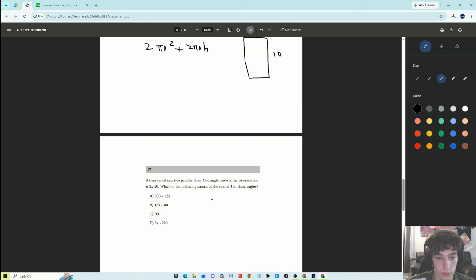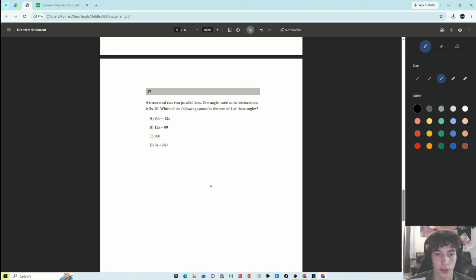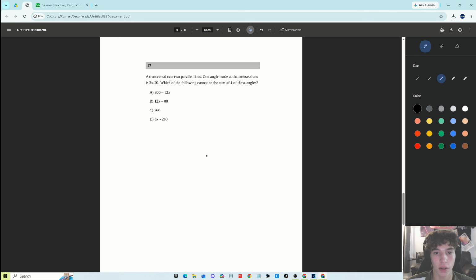Next, a transversal cuts 2 parallel lines. One angle made at the intersections is 3x minus 20. Which of the following cannot be the sum of these four angles? Okay, let's draw our parallel lines and our transversal. So let's pretend that 3x minus 20 is the acute. So 3x minus 20, and this is in degrees. They definitely had the degree symbol on the test, but something went wrong here. So just pretend there's degrees there.